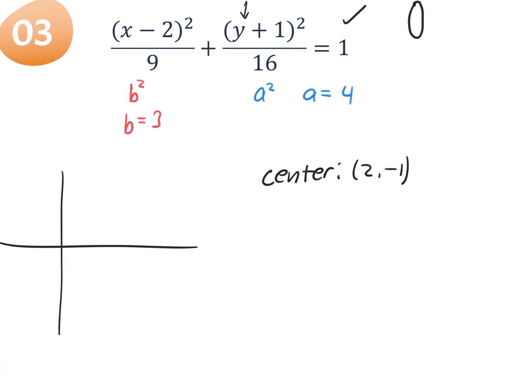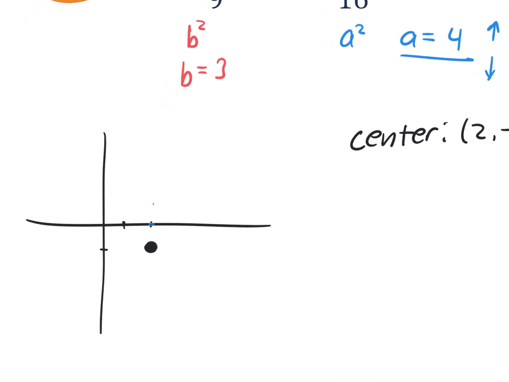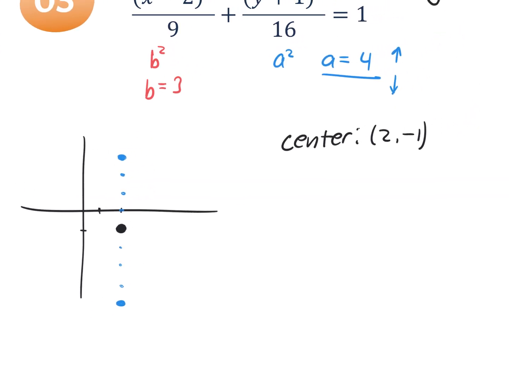All right, let's go ahead and plot that point at (2, -1). That's going to be somewhere right there. And then a equals 4. That means you're going to go 4 units up and down, bless you, from that center. So from that center, let's go up 1, 2, 3, 4, and we get that point right there. And then let's go down 1, 2, 3, 4, and we get that point right there. And those are going to be your vertices.